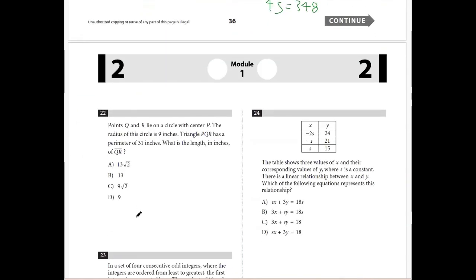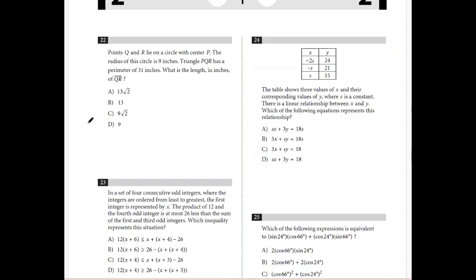Question 22. Points Q and R lie on a circle with center P. The radius of the circle is 9 inches. Triangle PQR has a perimeter of 31 inches. What is the length in inches of QR?